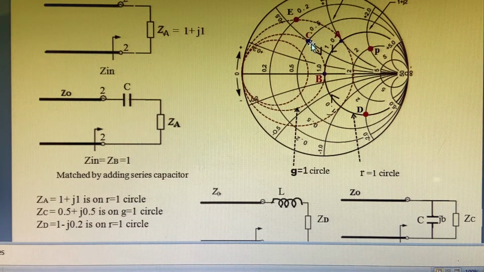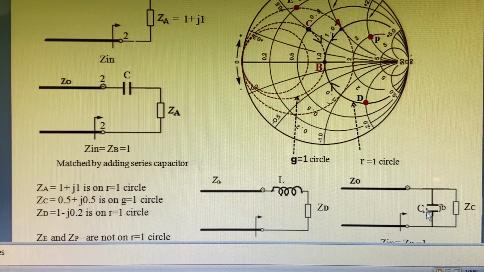Similarly, if the load is C, we moved on the conductance G is equal to 1 circle, because C is already on the G is equal to 1 circle. We moved from C in the clockwise direction and we reached B. That is adding a shunt element like this. Similarly, here this D is already on the R is equal to 1 circle. So we moved here in the anti-clockwise direction and it adds an inductor like this.